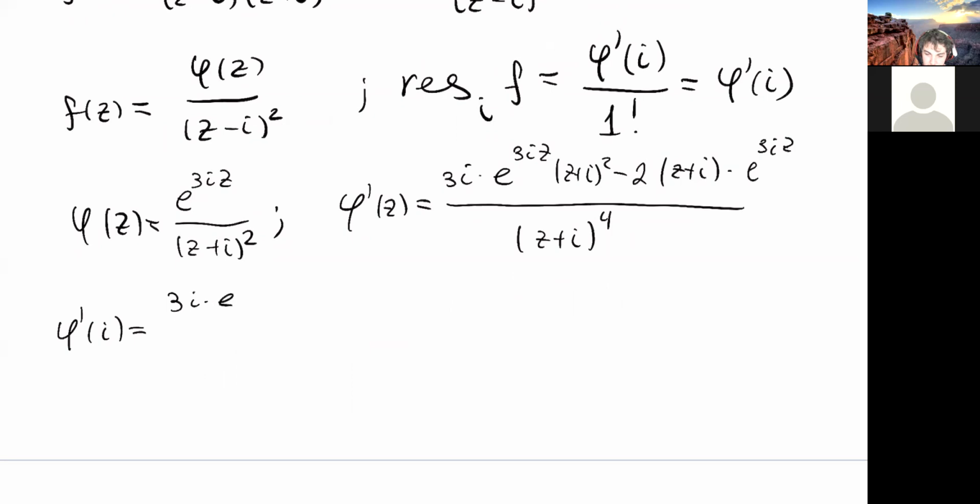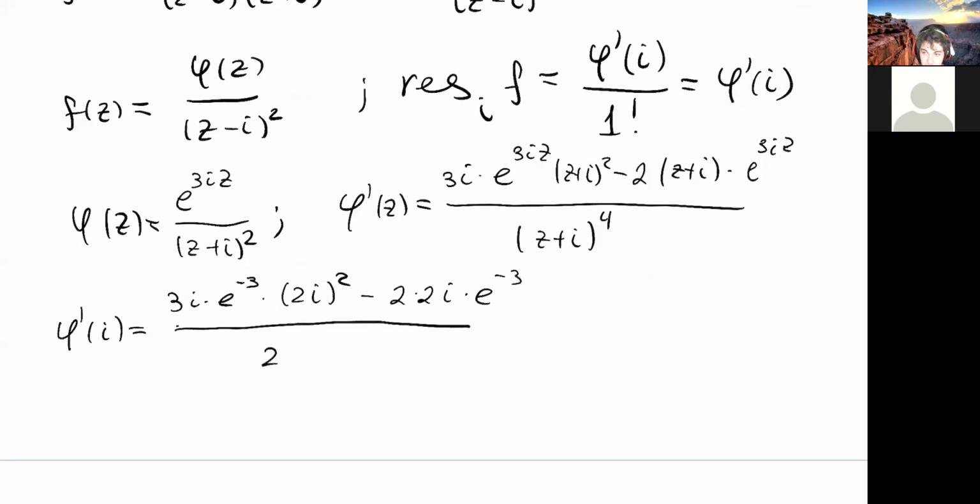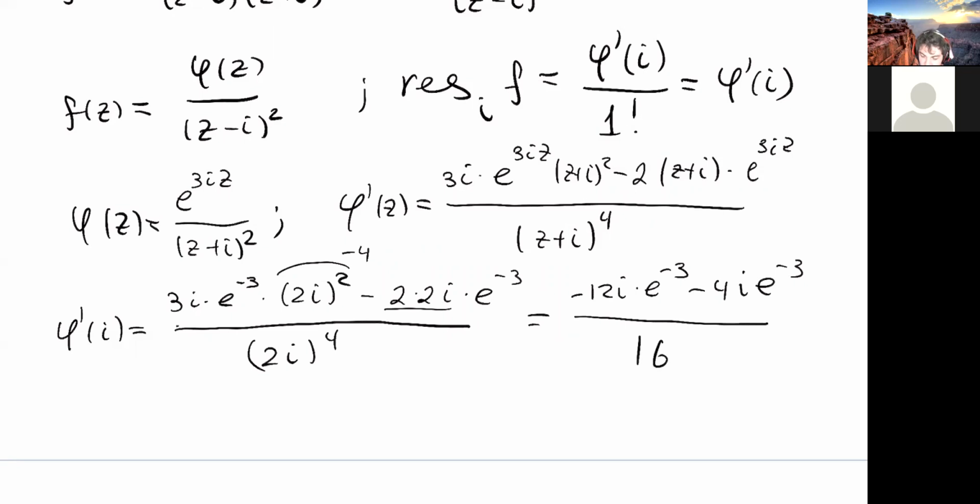So I got 3i times e to the minus 3 times (2i) squared minus 2 times 2i times e to the minus 3, divided by (2i) to the 4th power. All right, so (2i) squared is minus 4. Okay, minus 4 times 3 is minus 12. And here I got minus 4. And (2i) to the fourth is just 16. So minus 12 minus 4 is minus 16. 16 cancels out, and I got minus i times e to the minus 3.